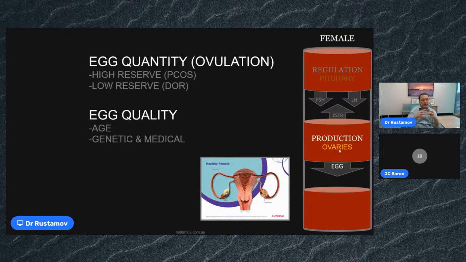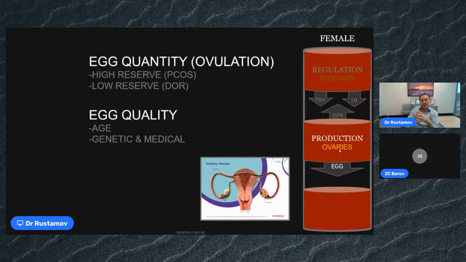So this is linked to the two different spectrums of the amount of eggs women may have. One is having too many eggs, called PCOS. In PCOS, women may have a very high number of small follicles, and usually none of them manage to become a dominant follicle. That can cause anovulation and irregular periods. Despite having lots of eggs, they cannot release the eggs.